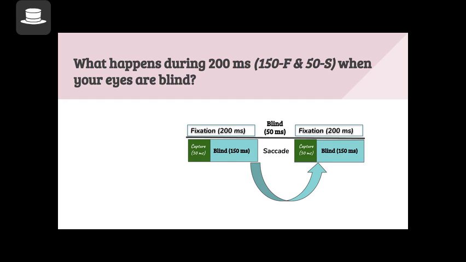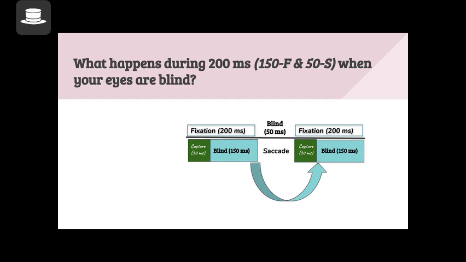Anyways, here is an interesting question. If you take one SF cycle, and you're only capturing information during the initial 50 milliseconds of the fixation, what happens during these 200 milliseconds when our eyes are blind? In other words, during the 150 milliseconds of fixation plus the 50 milliseconds of saccade. What do you think is happening? Why don't we feel the gaps? Think about it. Pause here for a second. I seriously mean it. Pause here for a second and come back.